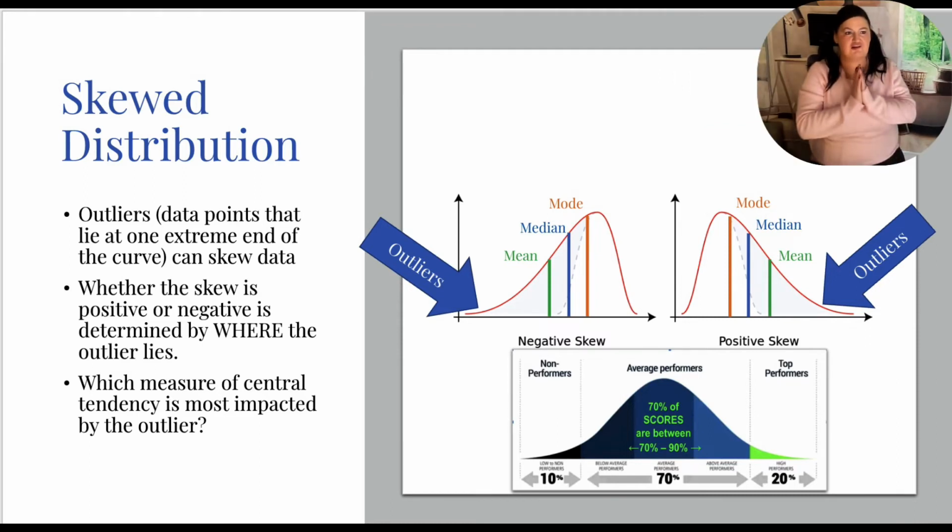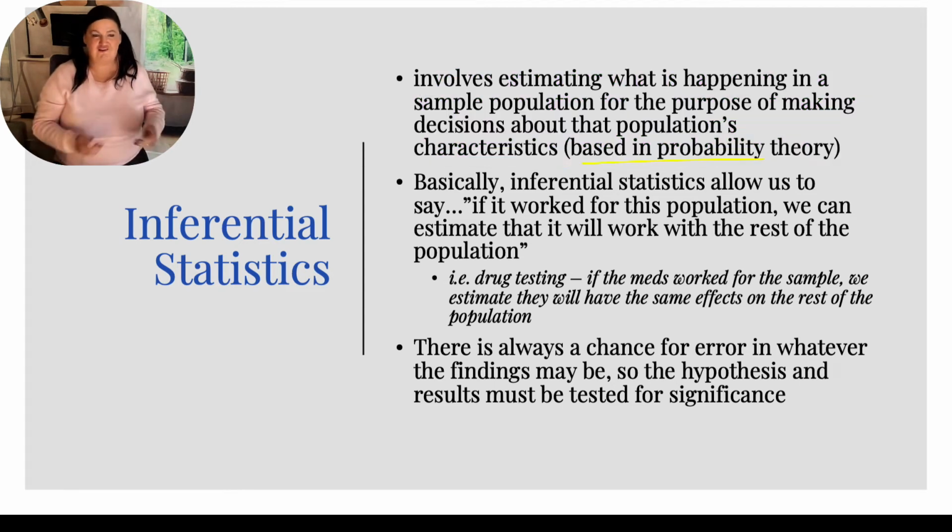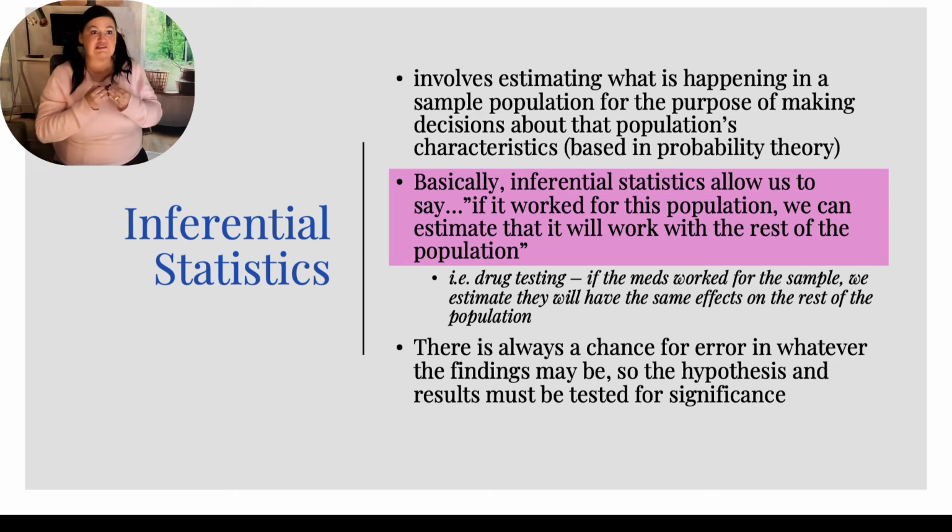Alrighty, so we're done talking about descriptive statistics. Now let's talk about inferential statistics. Now this involves estimating what is happening in a sample population for the purpose of making decisions about the population's characteristics. It's based on the probability theory. What it means is that you just get to infer, make an educated guess from your sample about your population. That's all it means. So basically, inferential statistics allows us to say, if it worked for this sample of people, we can estimate that it will work for the rest of the population.